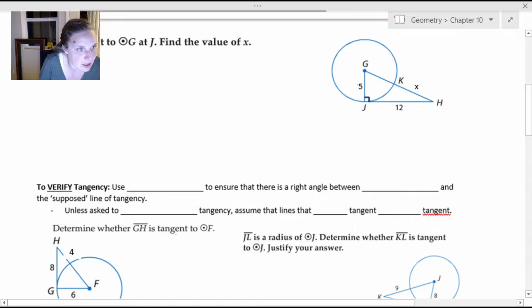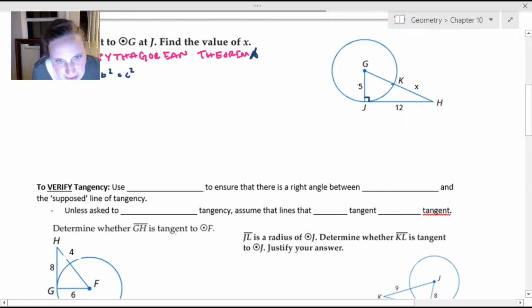So I'm going to put a little star and I'm going to make it pink so you don't forget. Use Pythagorean theorem. That's a squared plus b squared equals c squared. Now x is only from K to H, but could I solve for all of GH and then use the segment addition postulate to later solve for x? Yes, you could, and that's what we're going to do.